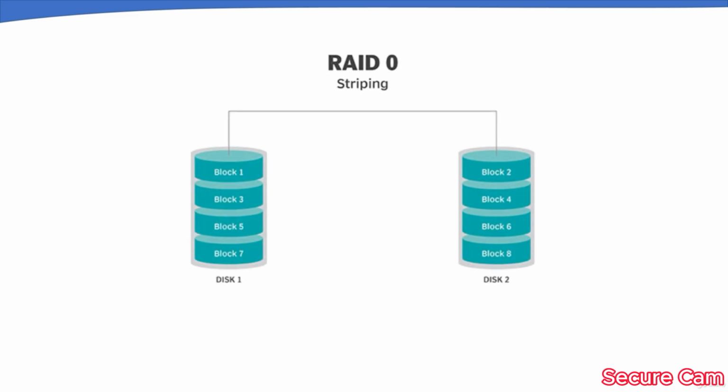RAID 0, or striping method. In RAID 0, data is split up into blocks that get written across all the drives in the array. As shown here, data block 1 is written on disk 1, while data block 2 is written on disk 2, and in the same way other data blocks are written over the 2 disks.